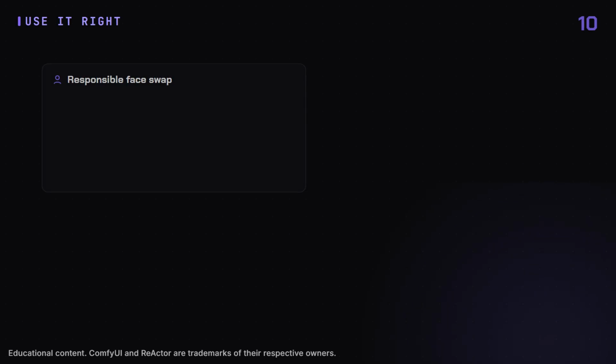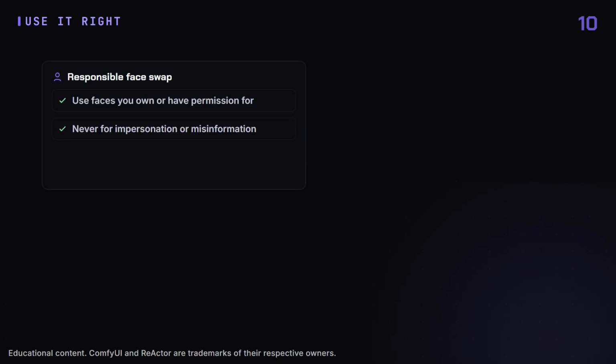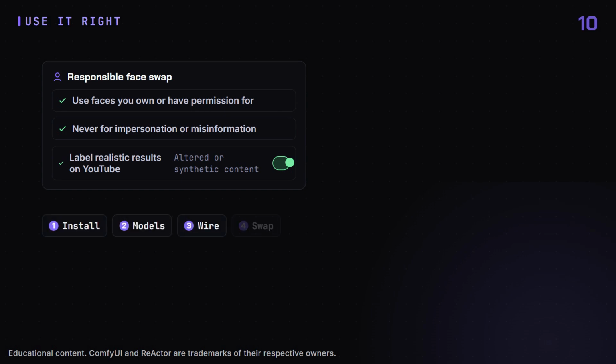So install, add models, wire 2 photos, swap, restore, use faces you own or have permission for, and label realistic results on YouTube.